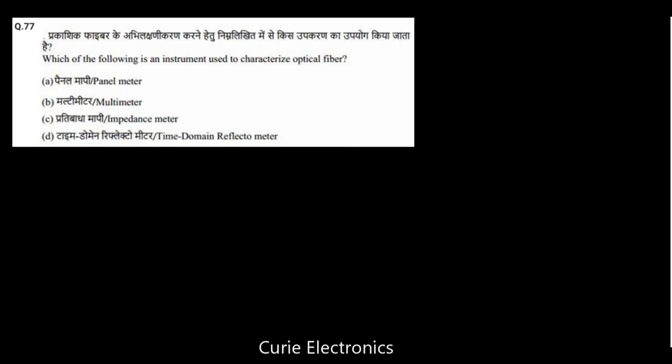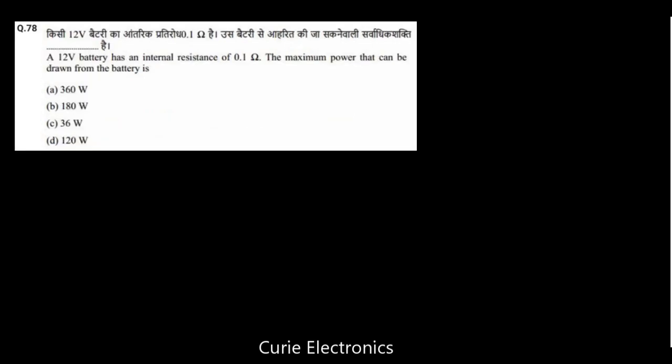Which of the following is an instrument used to characterize optical fiber? Actually, I don't know the name, but panel meter is not used, multimeter also not used, impedance meter also not used. So it is option D, time domain reflectometer.